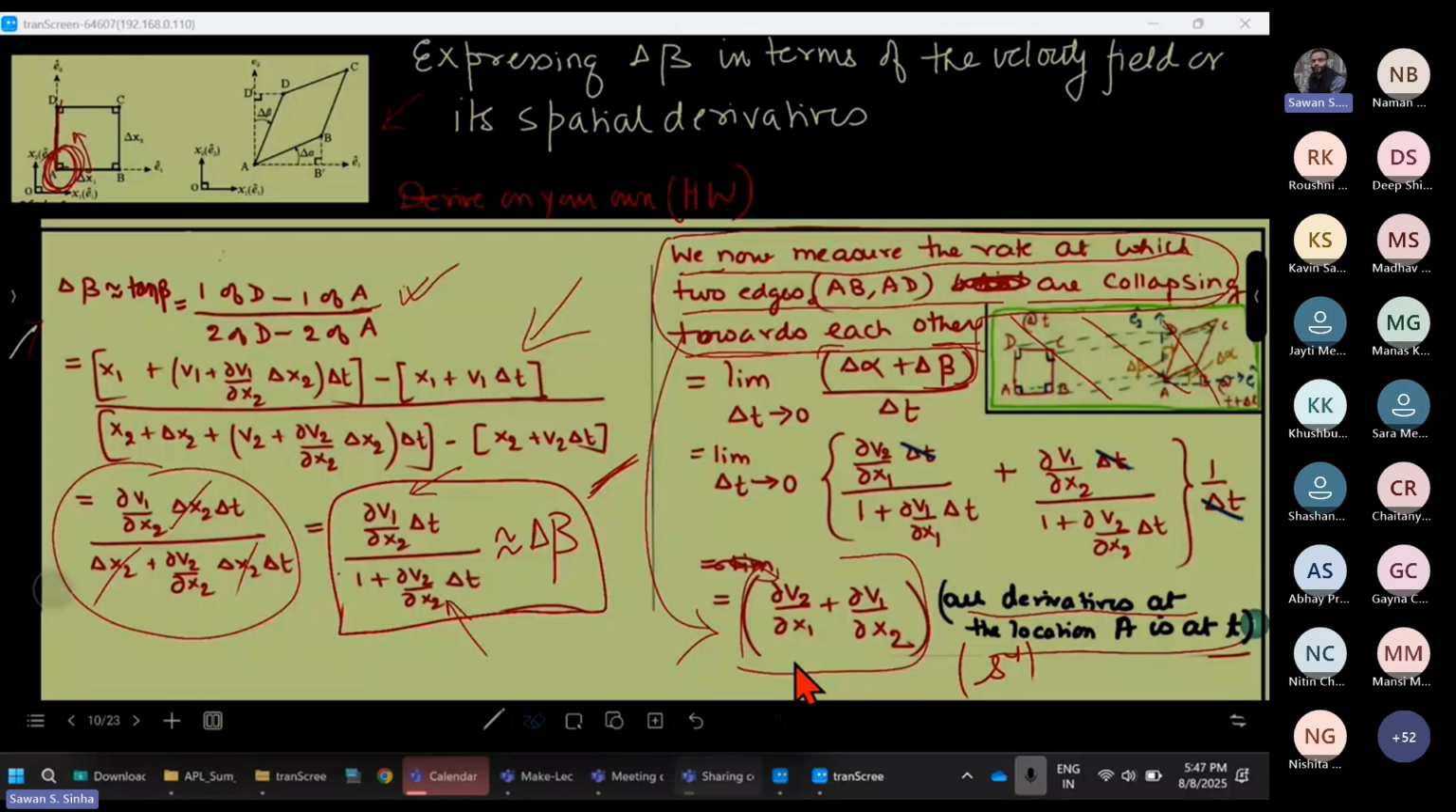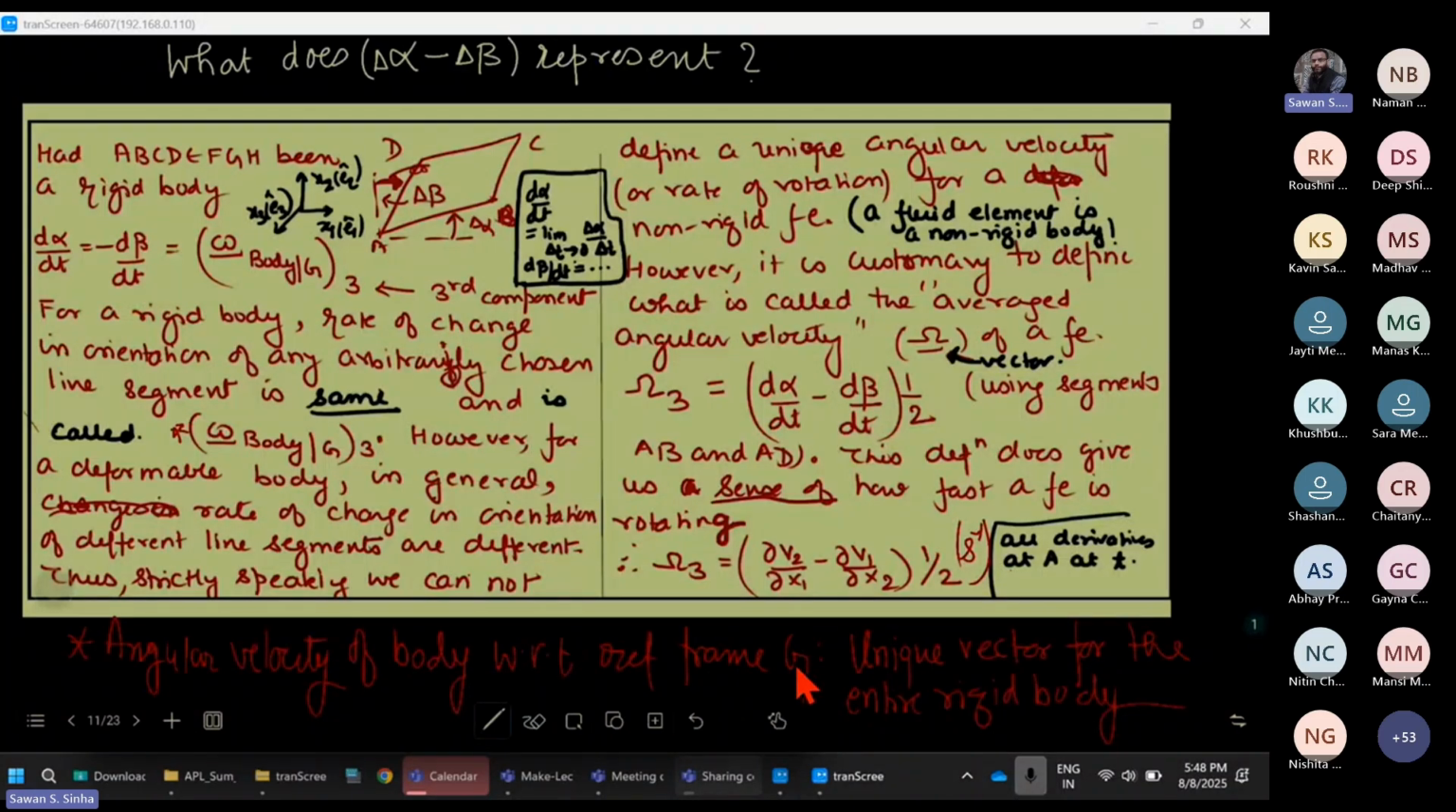So first thing we have achieved, out of those 7 quantities, rate of deformation, first quantity, I have been able to get an expression in terms of velocity field. Now, having found the rate at which the two edges are collapsing each other, I want to raise this question, what does delta alpha minus delta beta represent? When it was plus, it definitely represents the rate at which these two edges are approaching towards each other. But what if I make it delta alpha minus delta beta?